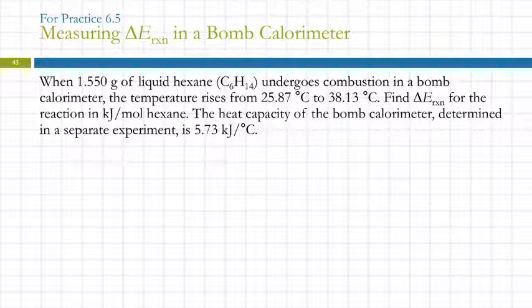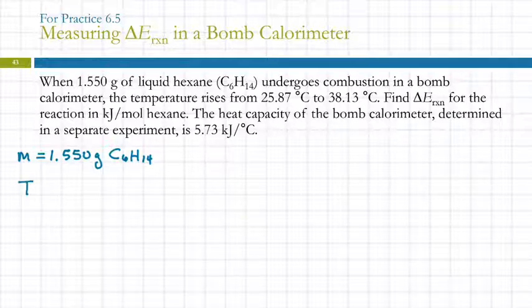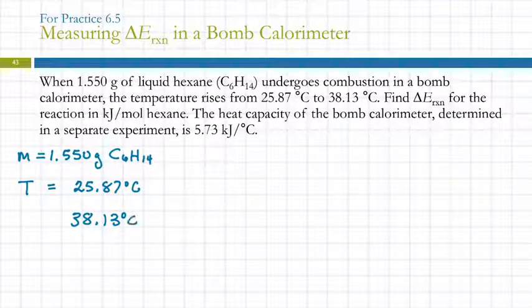So we've got some numbers here, and we need to write them down. So we've got 1.550 grams of hexane. So that's a mass. And we've got two temperatures. It says it's going from 25.87 degrees Celsius to 38.13 degrees Celsius. So the initial is the starting and the final is the ending, right? If it started at 25, that's our initial temperature, and this is our final temperature.